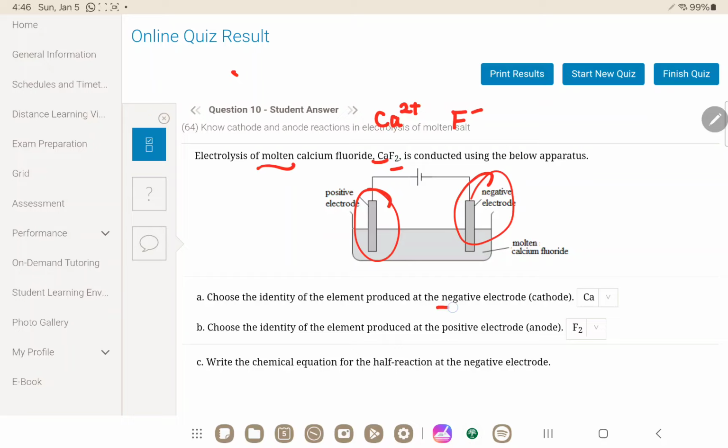So at the negative electrode, which is the cathode, you're going to find the positive one, so Ca. And you don't find the ion form, because in this solution they were in ion form since they're molten. When they go to the electrodes, they become their actual forms, either gas or metals. And at the positive electrode, which is the anode, you're going to find F2.